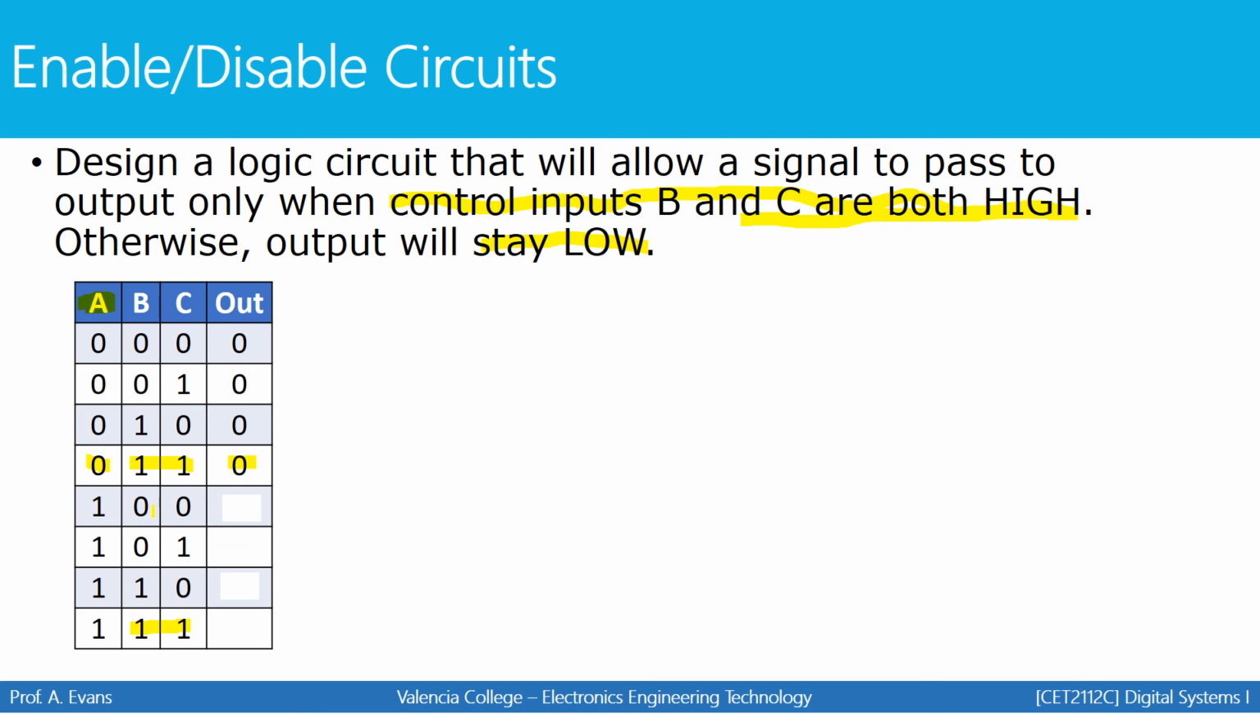With the next 3 rows, you can see that B and C do not meet our condition, so we know that the output must be low. And with the last row, B and C are both high. Whatever A is will then pass to the output. So essentially, we get a truth table where there's only one time that the output is high. When A is high, while B is high, while C is high. That's it.